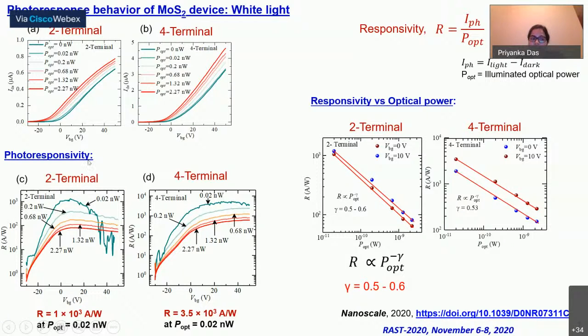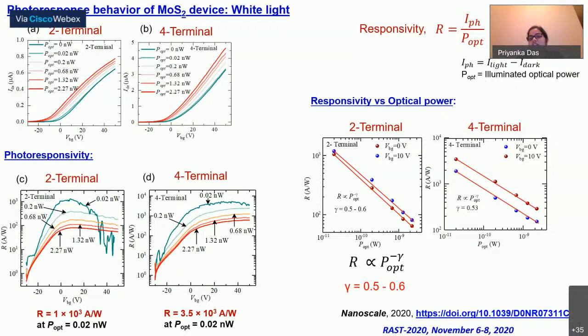And then we calculated the photoresponsivity using this relation, where R equals I_PH by P, the optical power. And we plotted the responsivity as a function of backgate voltage at different optical power. But you can clearly see that the responsivity decreases with increasing optical power. But we found a quite higher, that is 3.5 times higher, responsivity for 4-terminal measurement compared to its 2-terminal measurement.